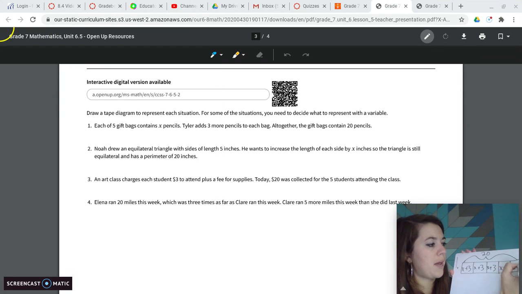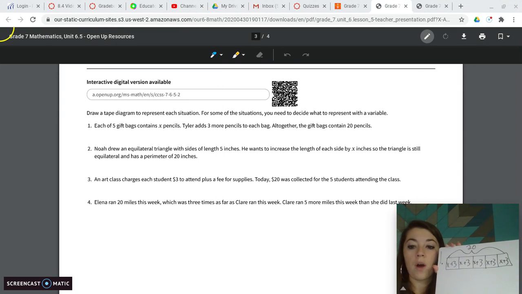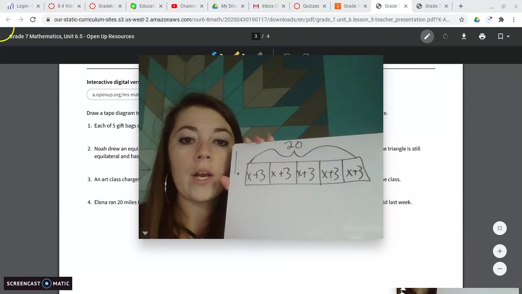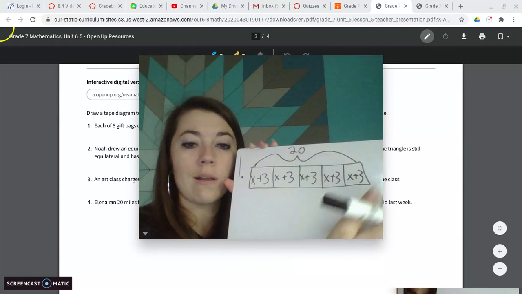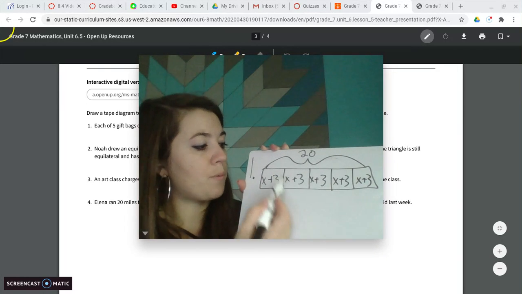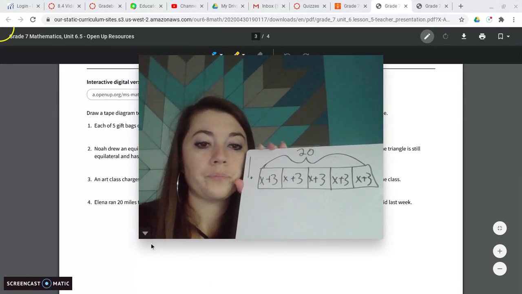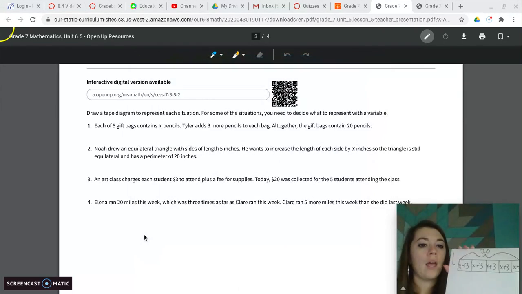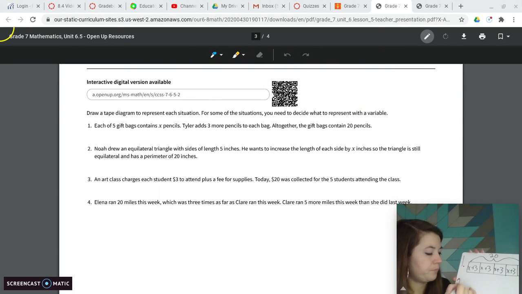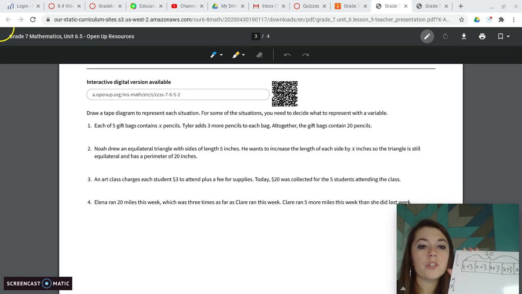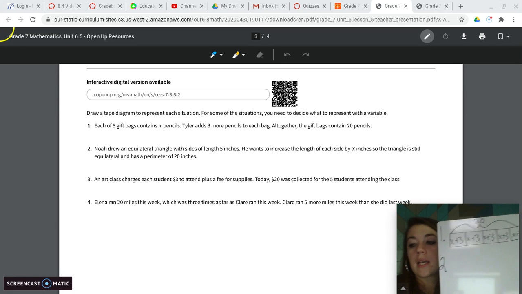to each gift bag. So these are a little different than what we looked at before. We don't just have all our x's and then something added to it. In this case, we're adding to each of our groupings. Okay? So a little different. All right, number 2. Noah drew an equilateral triangle with sides of length 5 inches. He wants to increase the length of each side by x inches, so the triangle is still equilateral and has a perimeter of 20 inches.